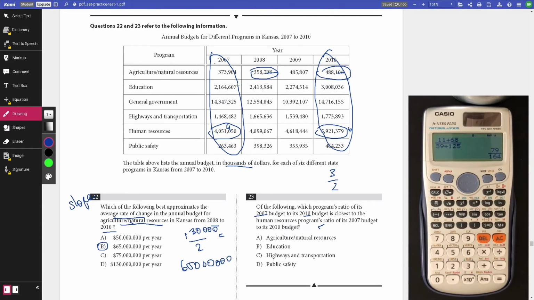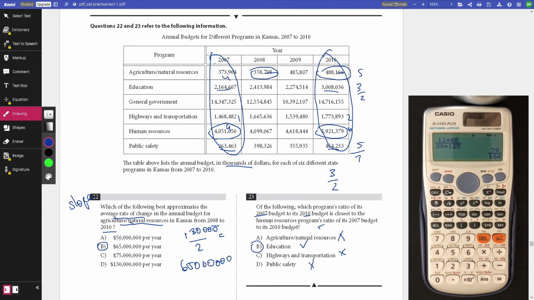So let's look at agricultural and natural resources. This is about 5. This is about 4. That's not the same ratio. That's wrong. B, education. This is 3 over 2. That looks good. Let's check the other ones. C, highway and transportation. This is about 2. This is about 1. Nope. And public safety. This is about 2 or 3, or 4 or 5. And this is about 3. So that's like 5 over 3. That's not right. So the answer is B.